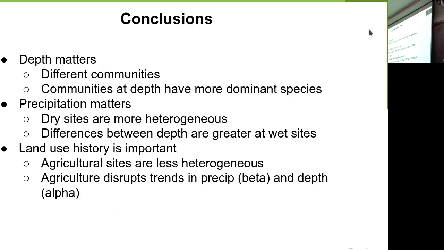And then land use history was also important. Agricultural sites had lower beta diversity, they were less heterogeneous. And agriculture was disrupting both trends in precipitation and depth with beta and alpha diversity.